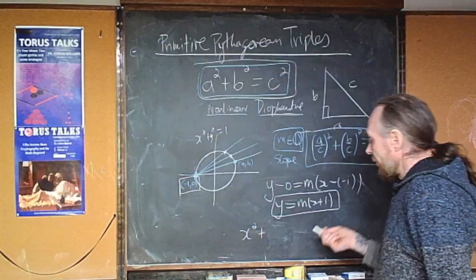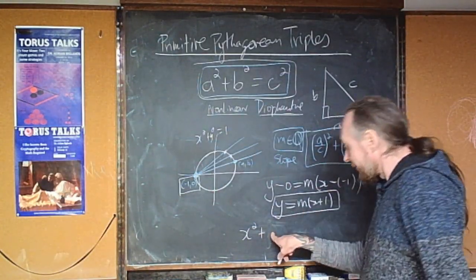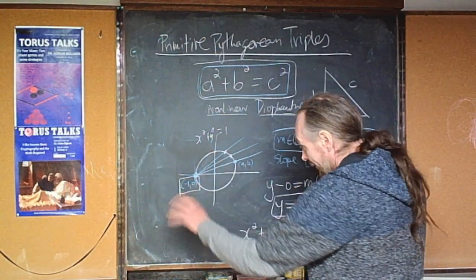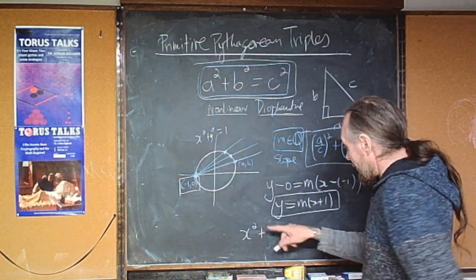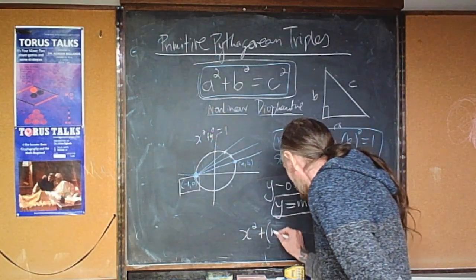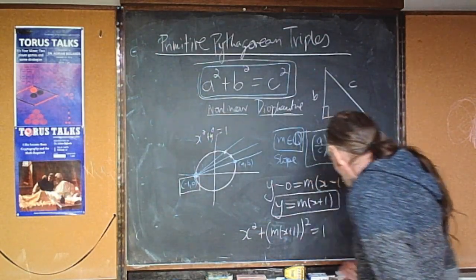They're also intersecting this circle at another point (a, b). And so what does that do? That means that the equation of this line satisfies the circle's equation also. So in calculus, two equations are equal when their equations satisfy each other. And so I'm going to put the y in there. That now gives me (m x plus 1) squared has to equal 1.